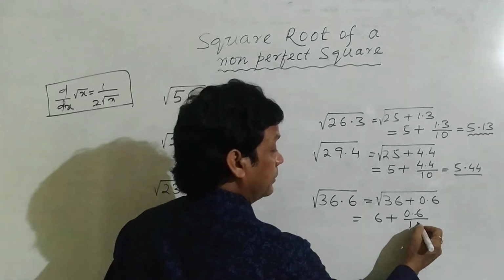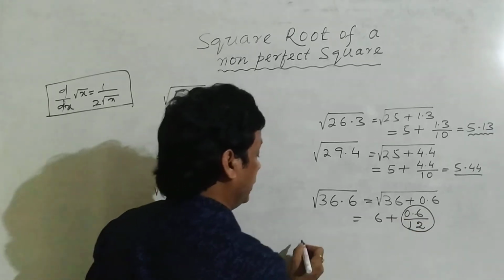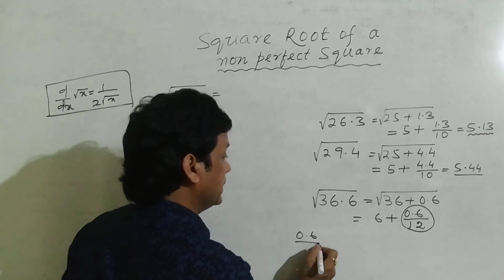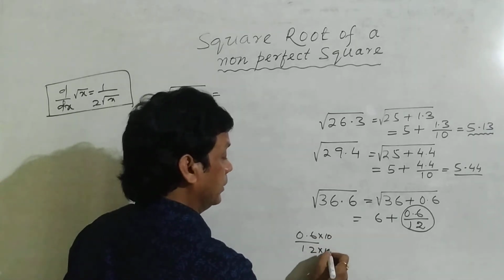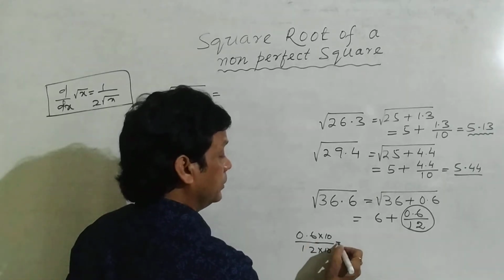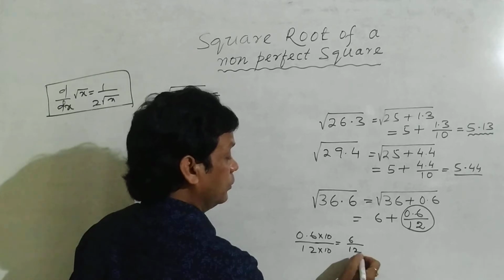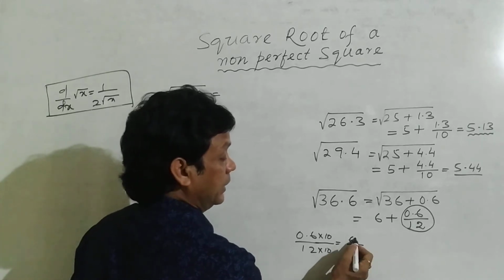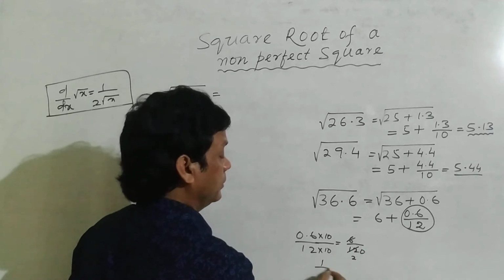Okay, it is 12. Now, what is the value of this one? I am telling you how to solve it. 0.6 divided by 2, and multiply 10 here, multiply 10 here. You get numerator is 6 by 120, and 6 into 2, that means 1 by 20.